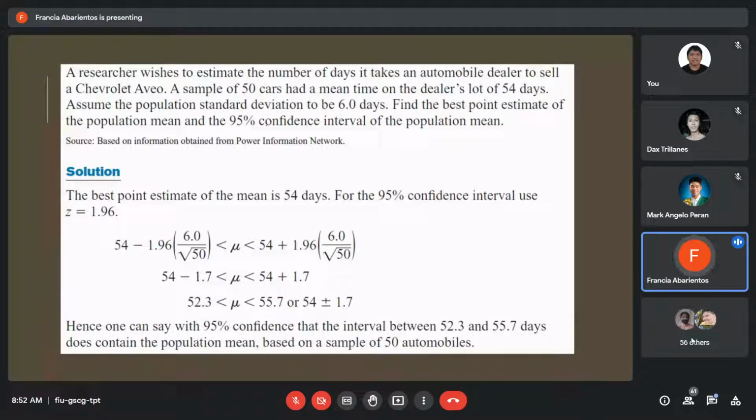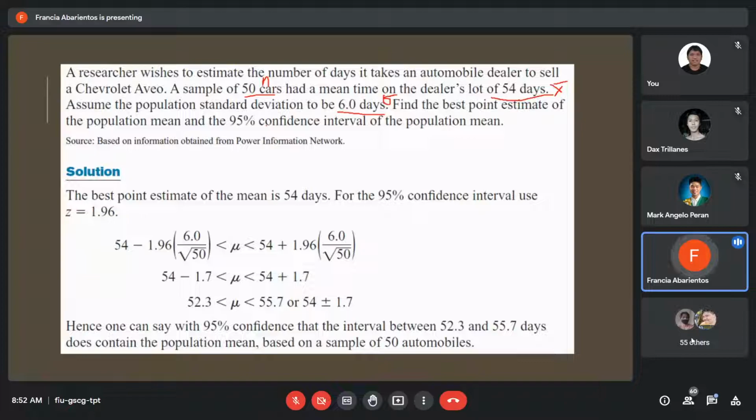Okay, so a researcher wishes to estimate the number of days it takes an automobile dealer to sell a Chevrolet. A sample of 50 cars. Sample natin is 50 cars. Automatically, that is your n. And it has a mean time on the dealer's lot of 54 days. So this is the mean time. We assume the population standard deviation to be 6 days. So this is now your standard deviation, or the population standard deviation.